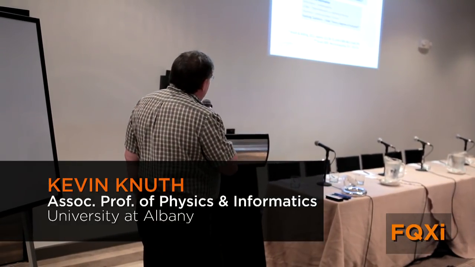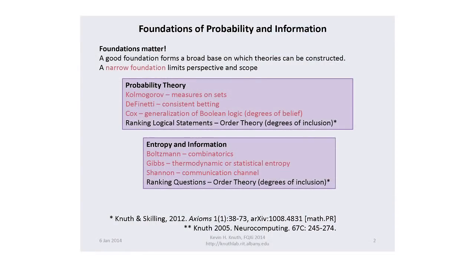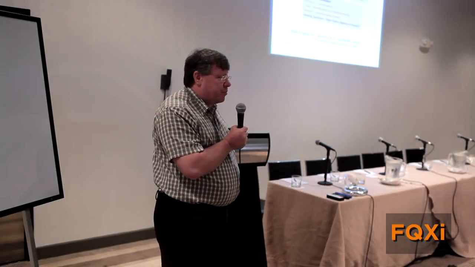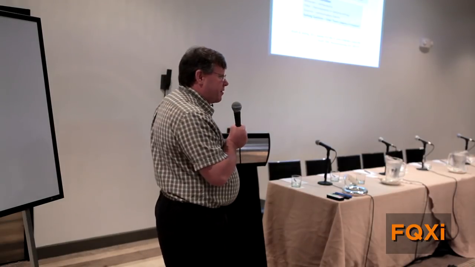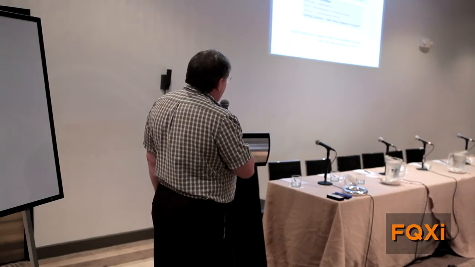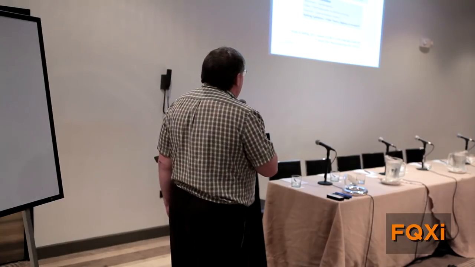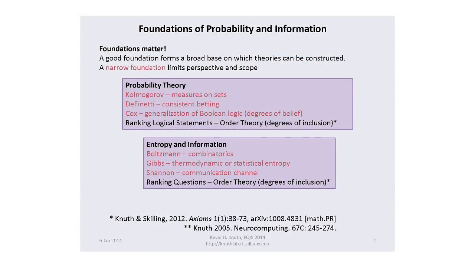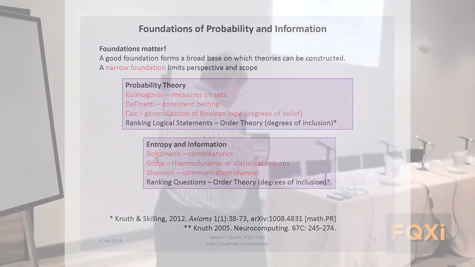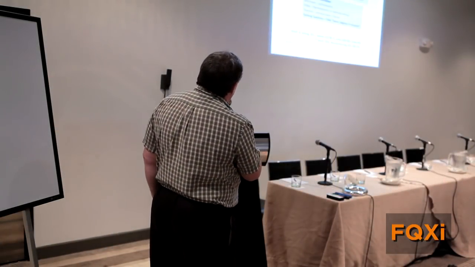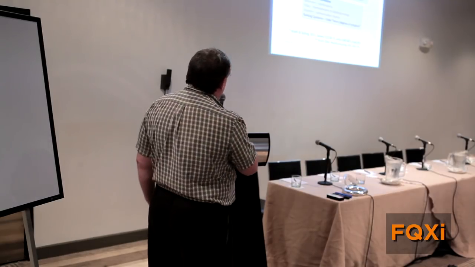And so here are some examples. Probability theory has a few foundations. Kolmogorov in 1933 talks about probability as measures on sets of events. De Finetti talks about consistent betting. Cox talks about generalizations of Boolean logic to degrees of belief. These are all very different perspectives in probability theory. You have a similar situation with entropy and information. You have Boltzmann, who talks about entropy in terms of combinatorics. Gibbs thinks about thermodynamic or statistical entropy. Shannon talks about communication channels. And selecting any one of these can sometimes limit your perspective. I'm going to give an example of why we might do better thinking a little more generally.